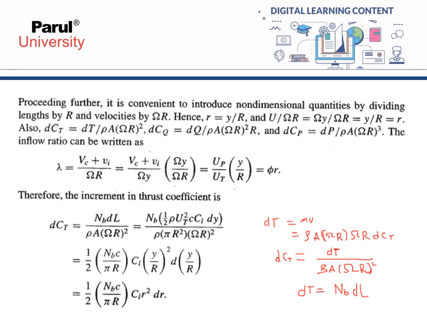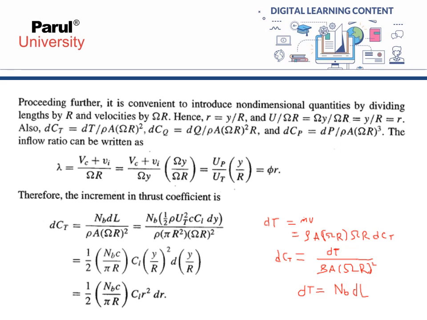The inflow ratio can be written as lambda is equal to Vc plus Vi by omega R, is equal to Vc plus Vi by omega y into omega y by omega R, is equal to Up by Ut into y by R, which is nothing but phi into r.